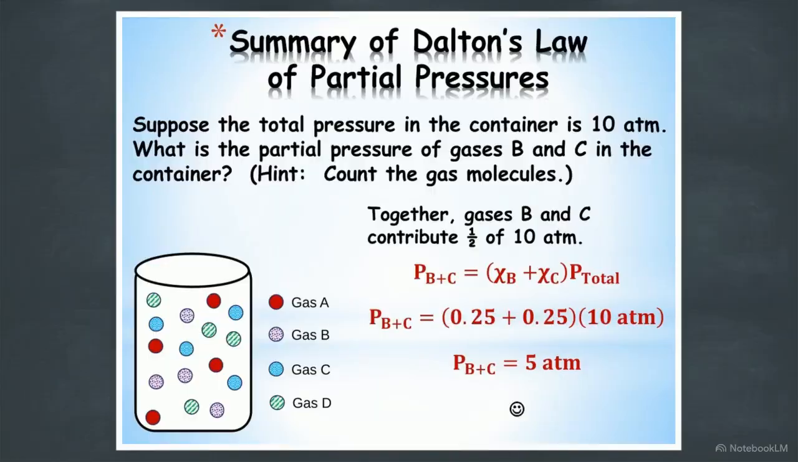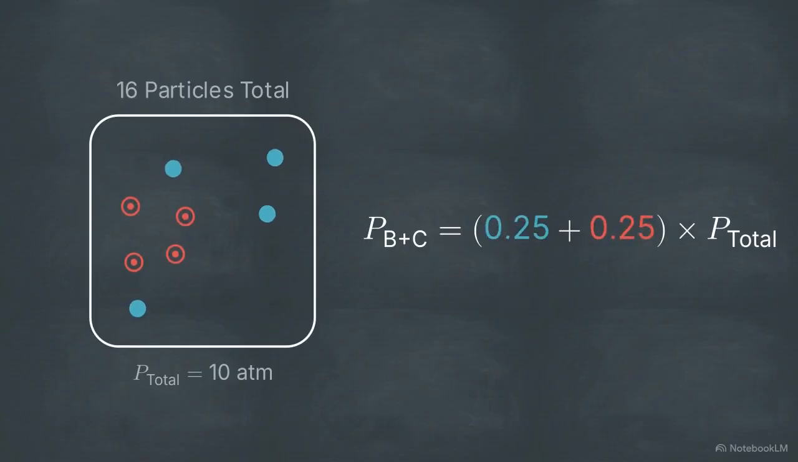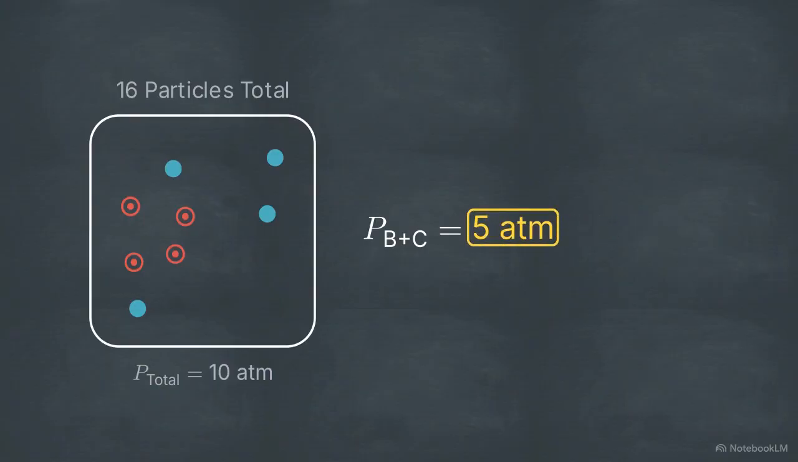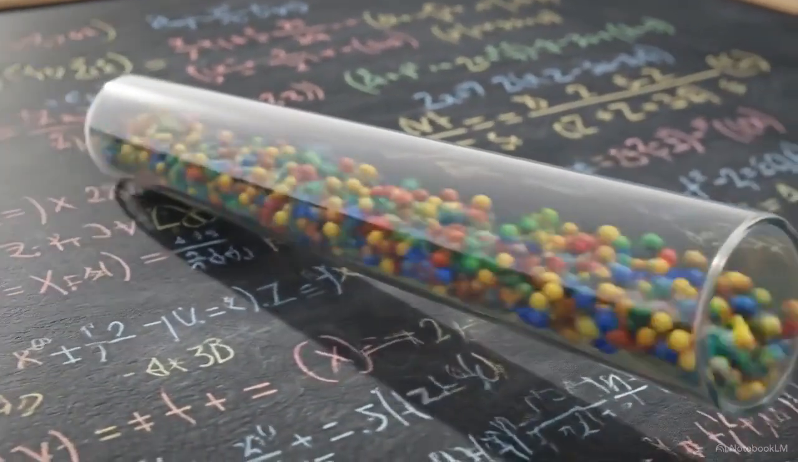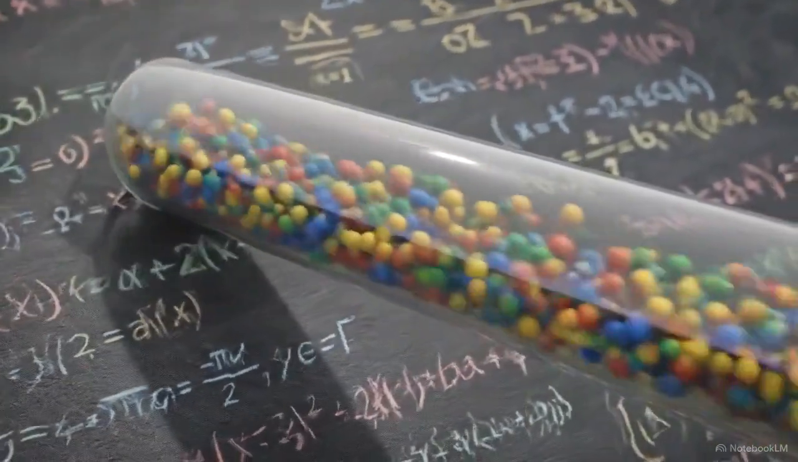We can also use these mole fractions to find the combined pressure of multiple gases at once. Suppose we have a container with 4 equally distributed gases at a total pressure of 10 atmospheres. If we need to find the combined partial pressure of gas B and gas C together, we can use the same logic. Since they contribute independently, we add the mole fractions of B and C, 0.25 each, to get a combined fraction. We then multiply that combined 0.50 by the total pressure of 10 atmospheres. The combined partial pressure is 5 atmospheres. Because ideal gas particles do not interact, tracking forces inside any complex mixture is simply a matter of tracking fractions of the whole molecule count.